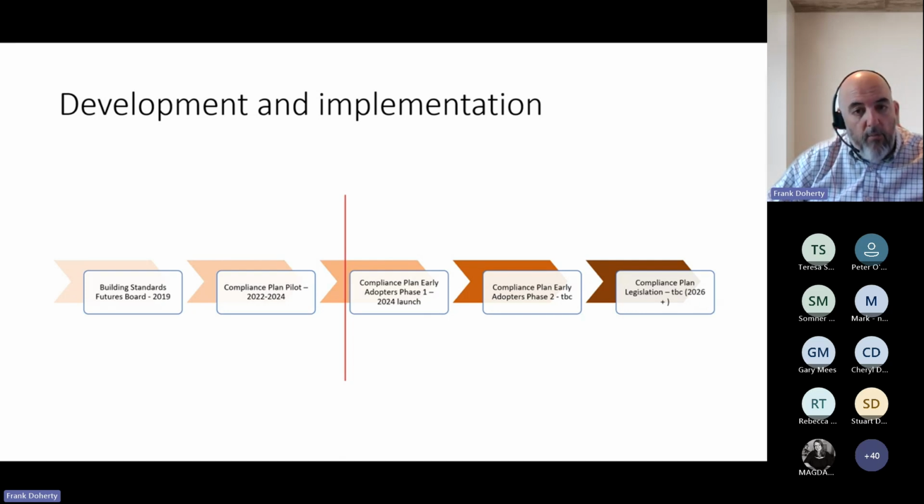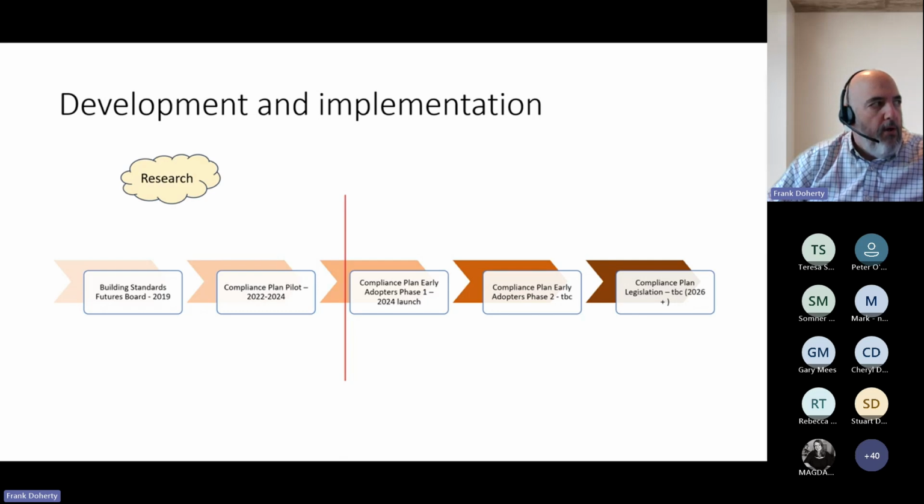We have done a pilot in Dunfermline in partnership with Fife Council, and we might get this wrong, I think it was BAM Construction. If it's not BAM, I apologise to BAM. Don't tell them if I got that wrong. But that helped us develop the framework for our compliance plan approach.